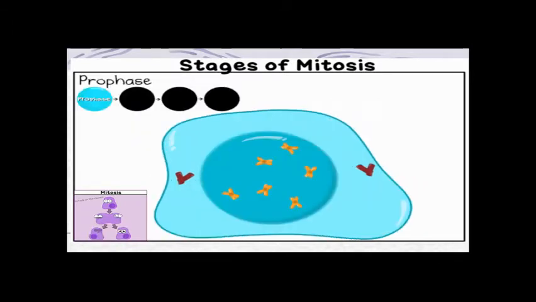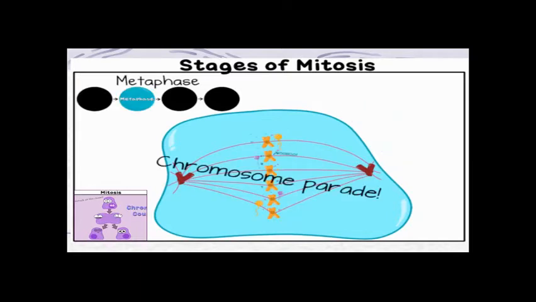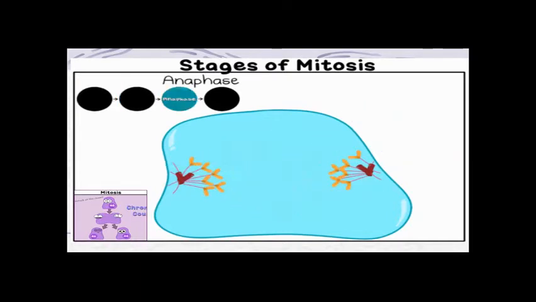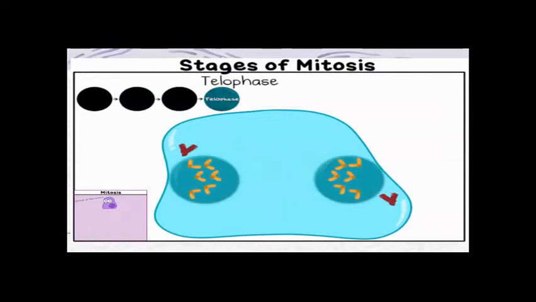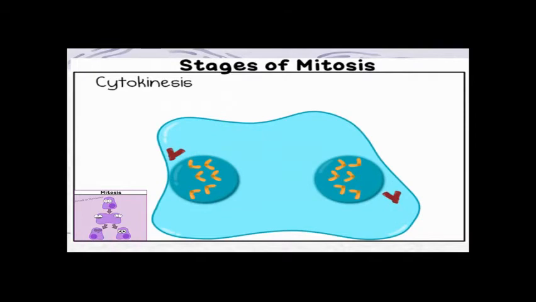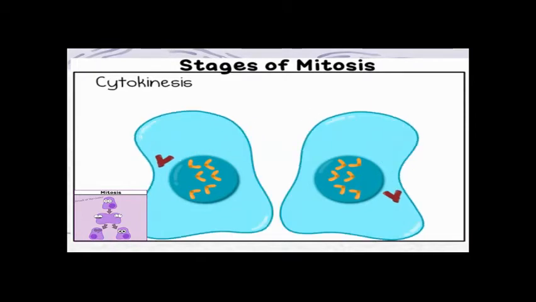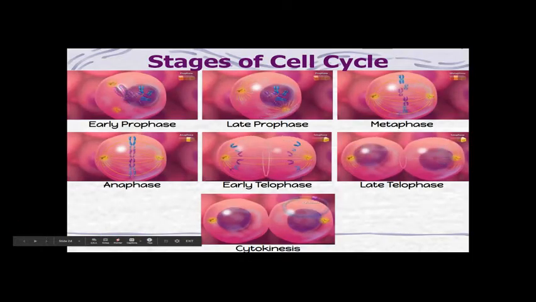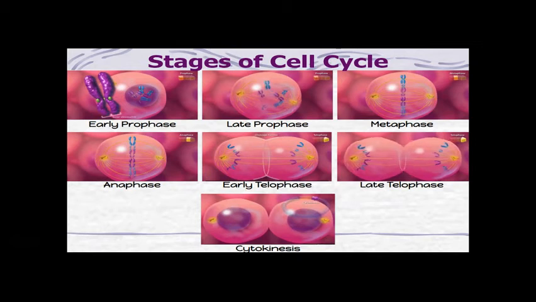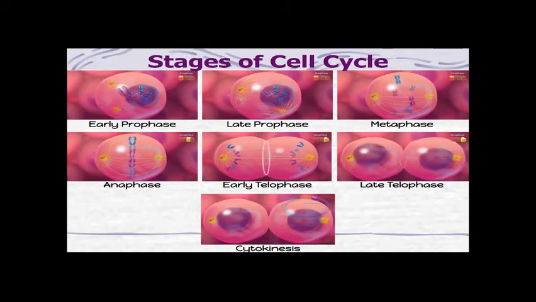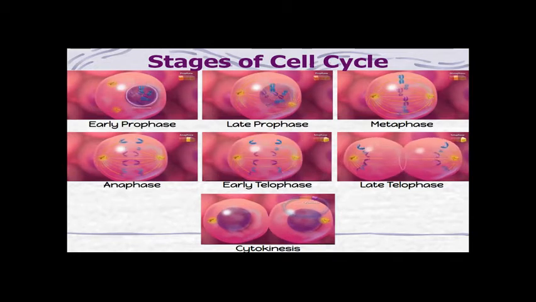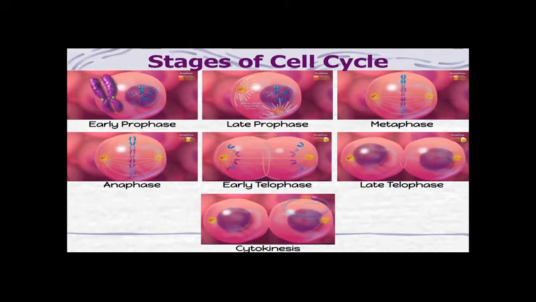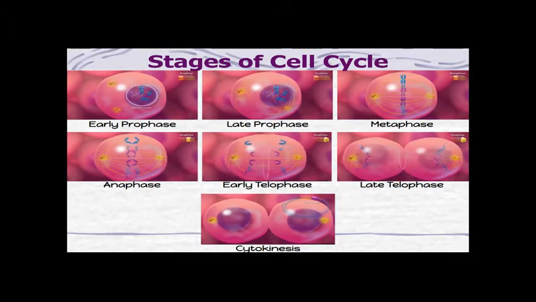So this animation is just quickly going through those stages of mitosis where we can see what's happening at each stage in the cell. These animations are showing you what's happening at those different stages as well. So you can see what's happening during early prophase, later in prophase, metaphase, anaphase, early telophase, late telophase, and cytokinesis.